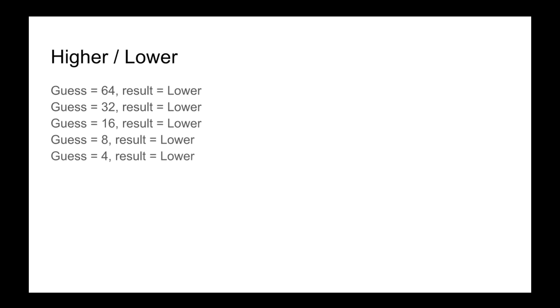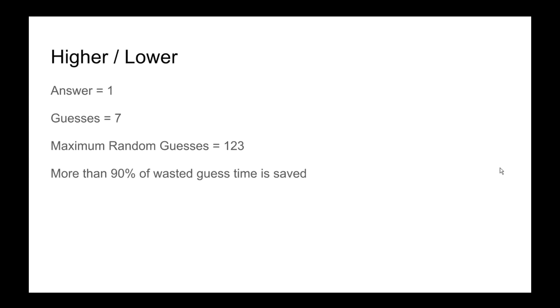I've eliminated 124 answers now just by guessing a few times, 2, 4, 5 times. Down to 2, and the answer was 1, 7 guesses. If I were to have guessed randomly, I could have guessed 123 times before I got it. So more than 90% of my wasted guesses have been eliminated.